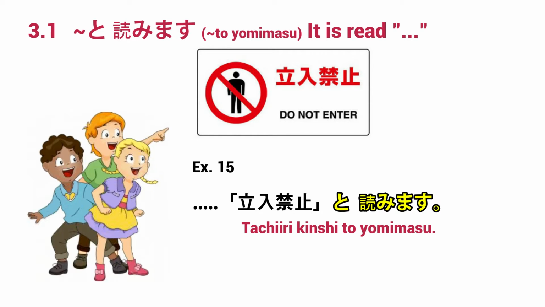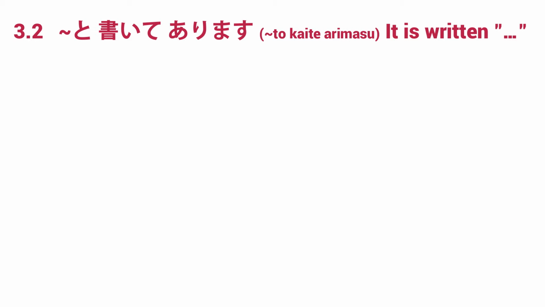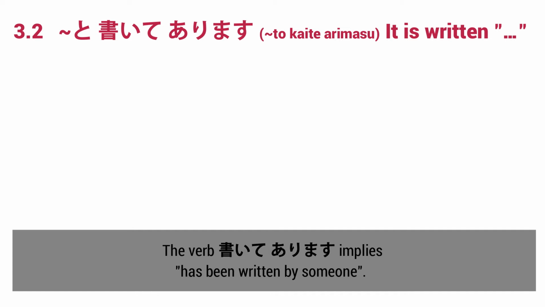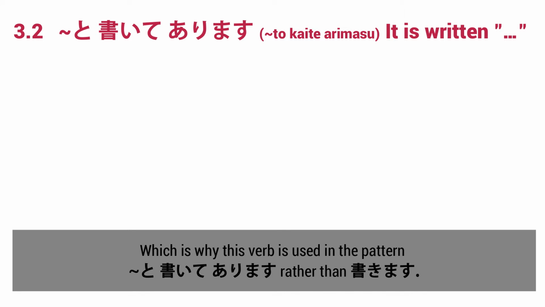Tachi-iri kinshi to yomimasu. It is read tachi-iri kinshi. To kaite arimasu. The verb kaite arimasu implies has been written by someone. Remember the grammar te arimasu from lesson 30? Which is why this verb is used in the pattern to kaite arimasu rather than kakimasu.